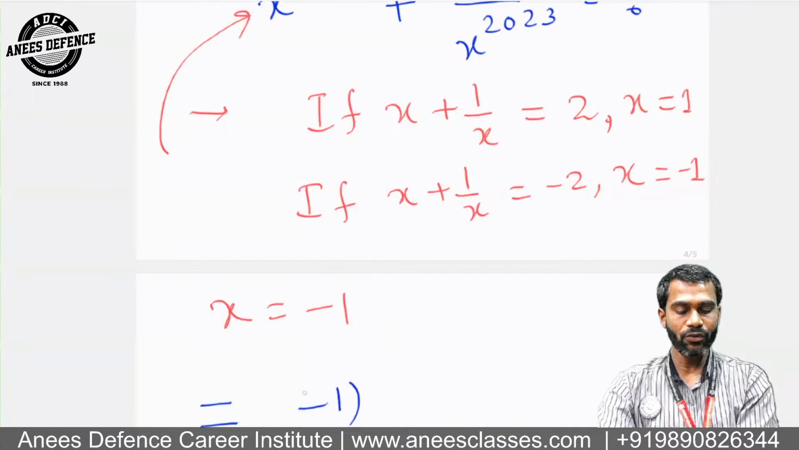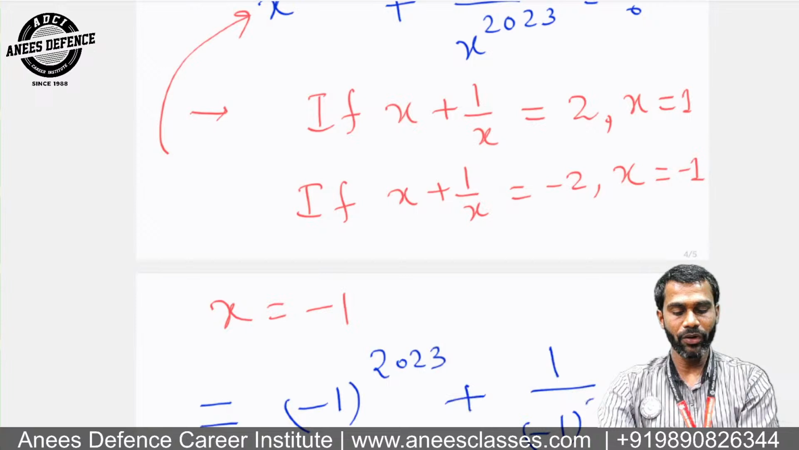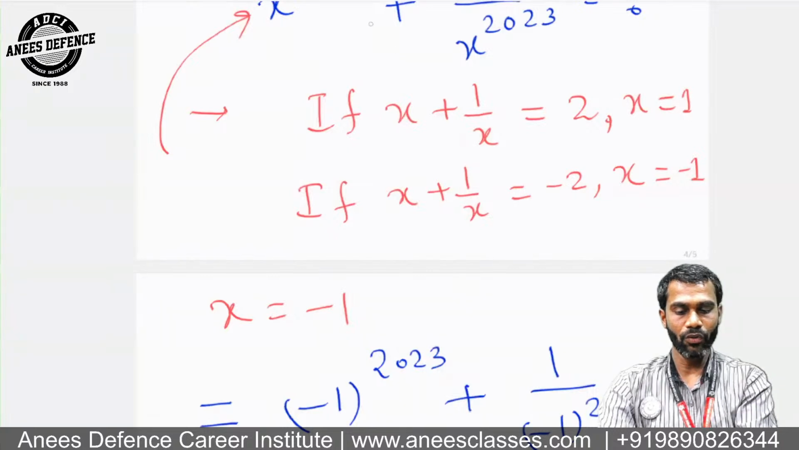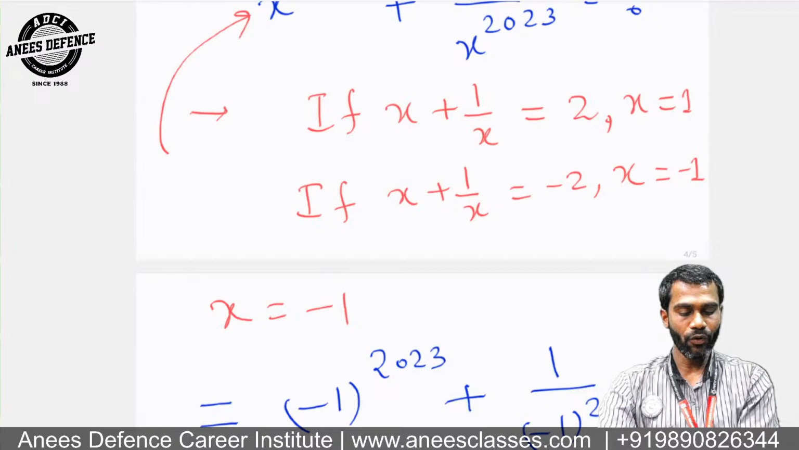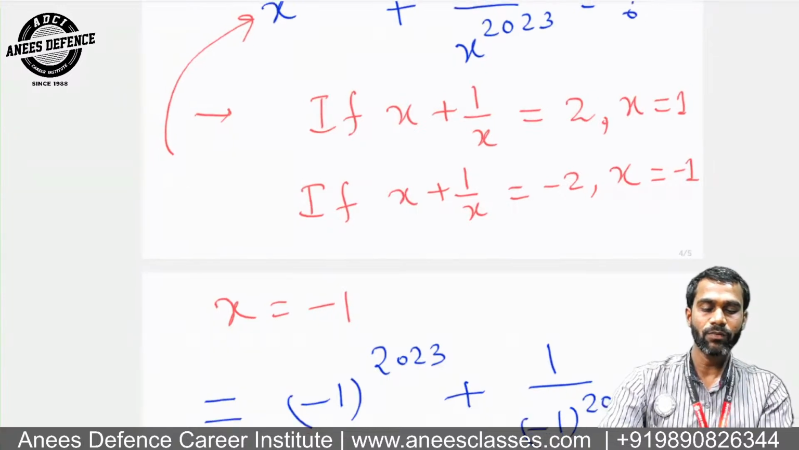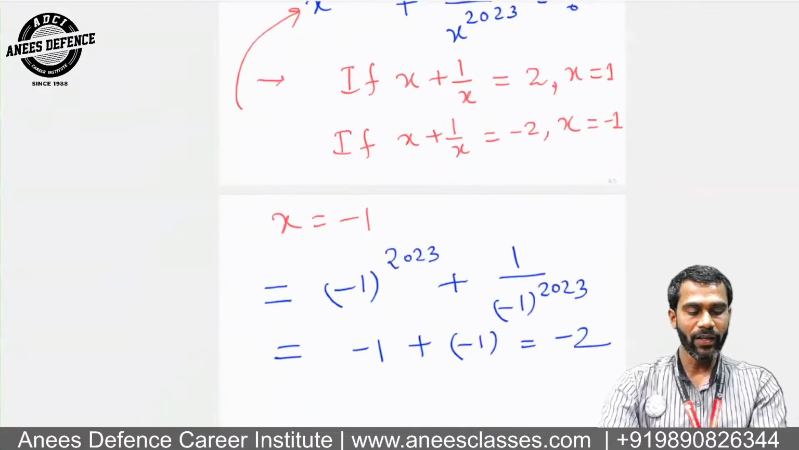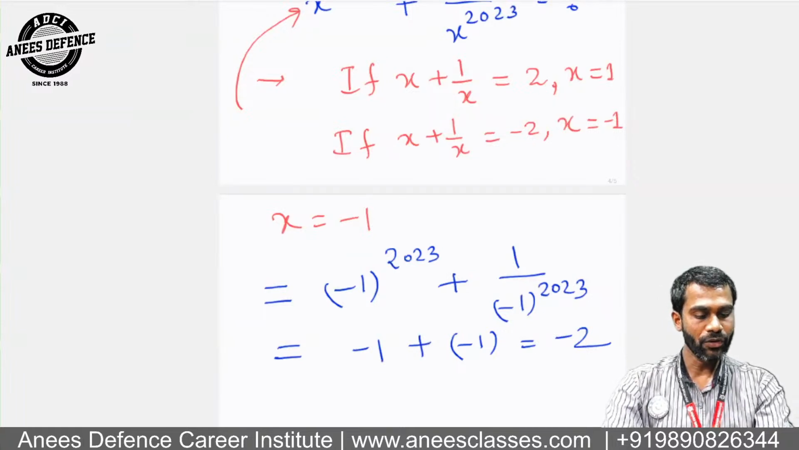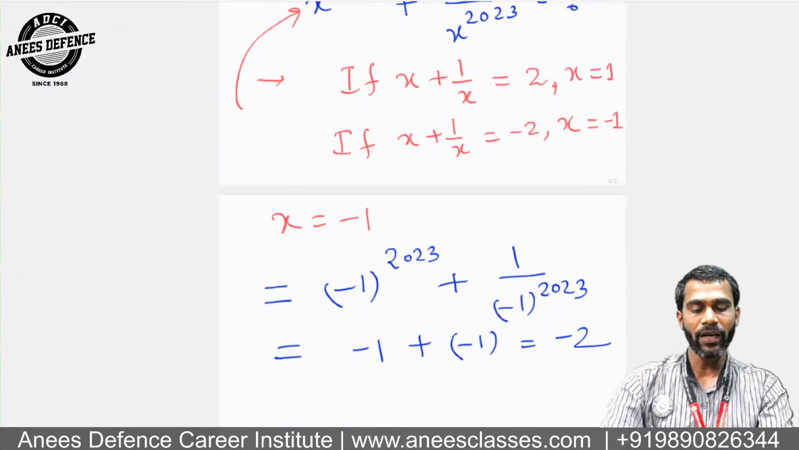The answer would be minus 1 raised to 2023 plus 1 upon minus 1 raised to 2023. What is the answer? Minus 1 raised to an odd power would be minus 1 only. Yes or no? So this would be minus 1, and this one will also be minus 1. So you'll get minus 2. Final answer is minus 2. Is there any doubt? Have you understood? Yes, Amar. Very good. Minus 2 is the right answer.